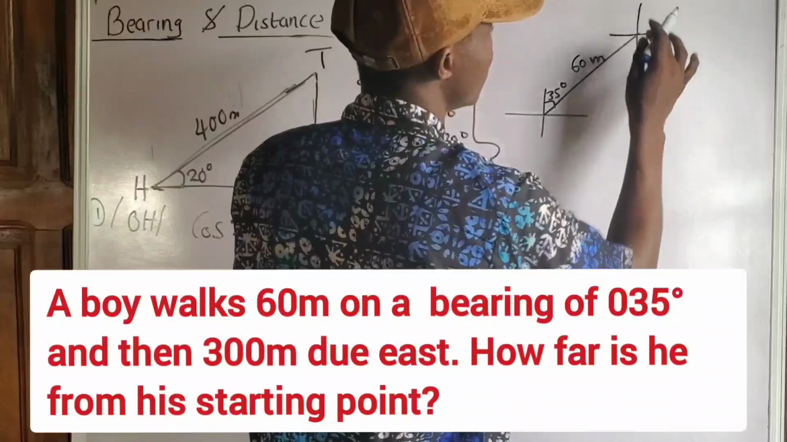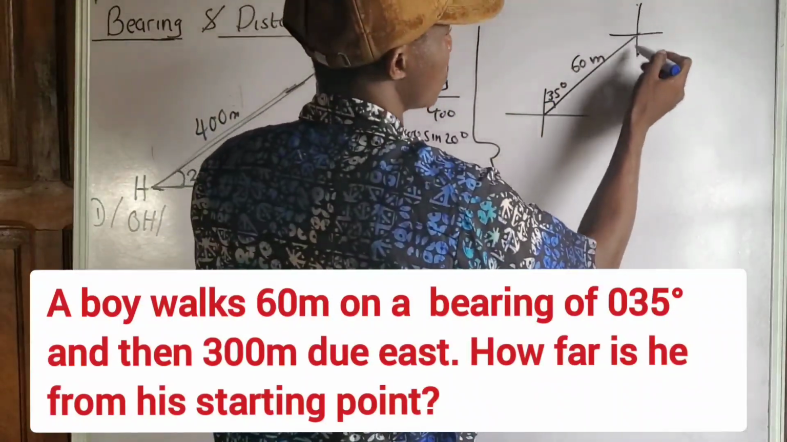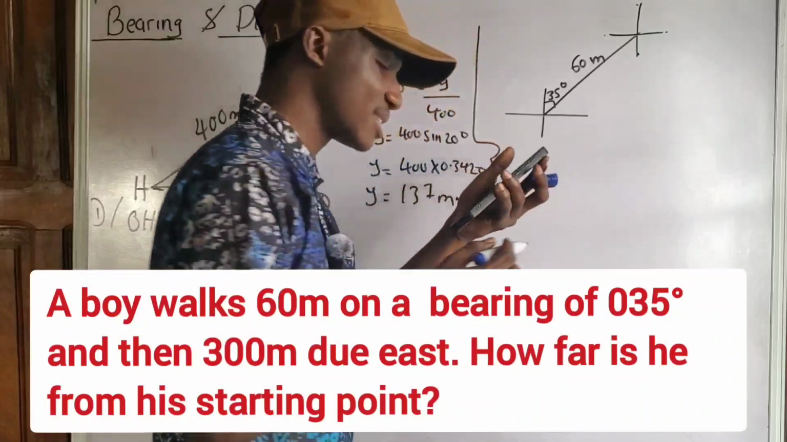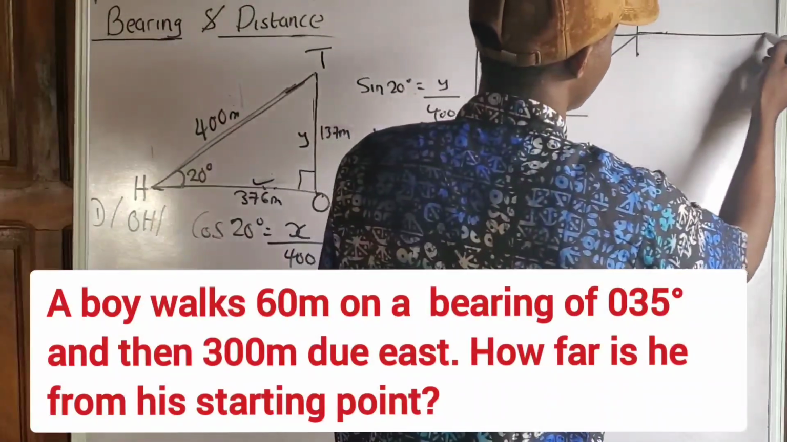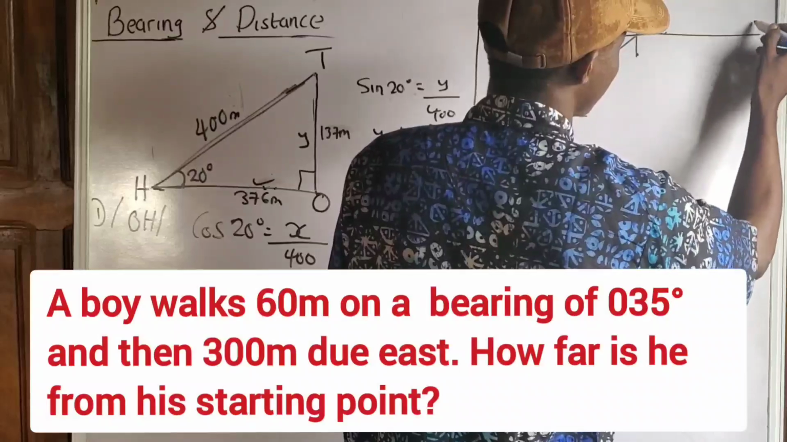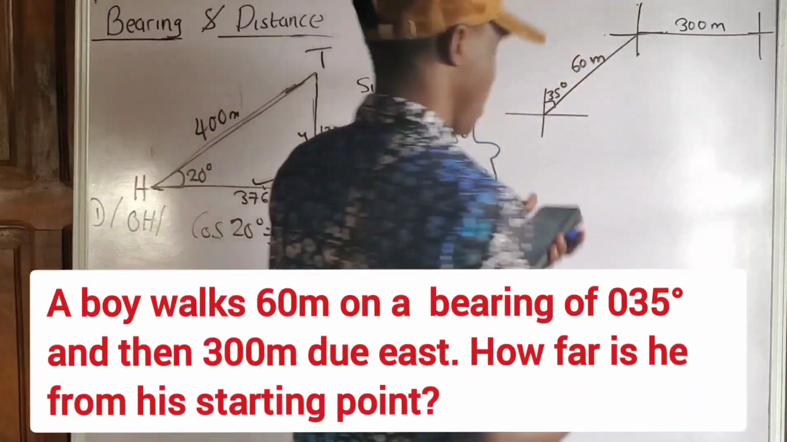Having gotten to this point, the boy walks due east. So this is north, south, west, and east. And the distance that he covered is what? 300 meters. So let's call this one 300 meters. Draw another cardinal point. Okay, 300 meters.